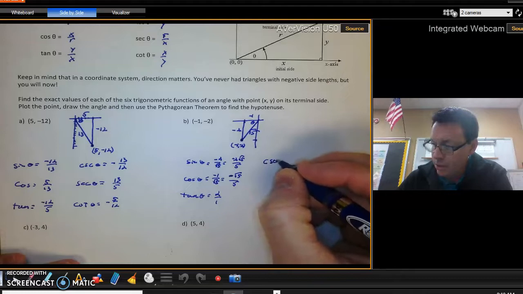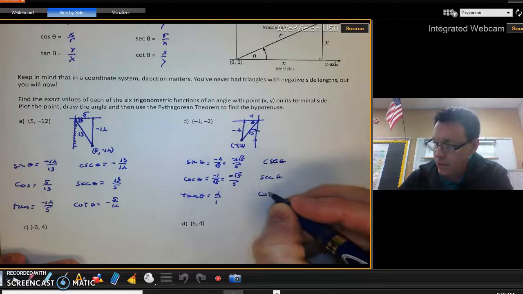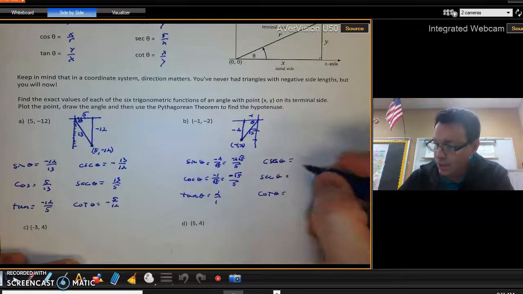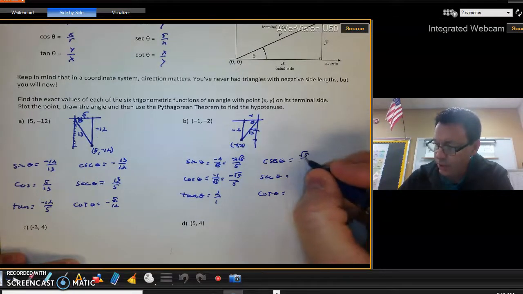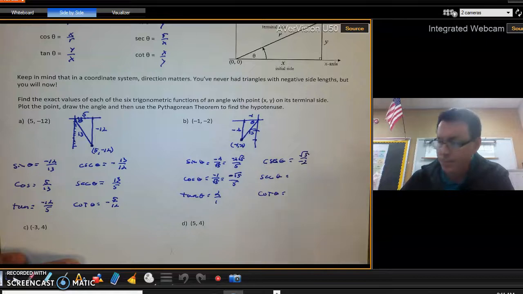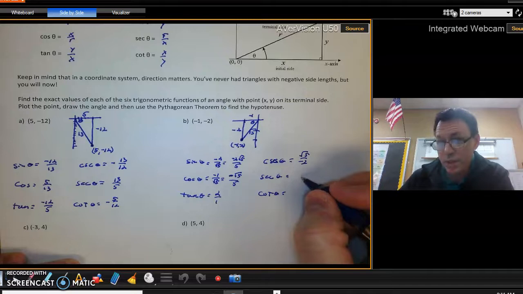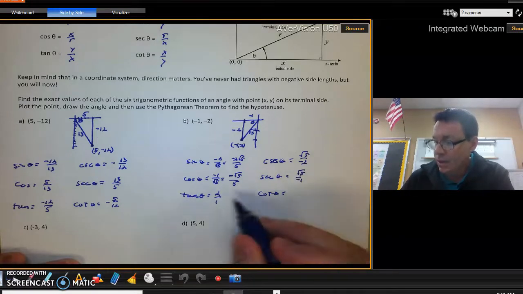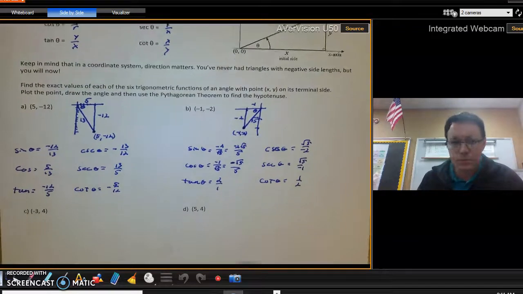Cosecant, secant, and cotangent. So I'm going to take those and I'm going to flip them. So again, radical 5 over negative 2. That's the one you want to flip. Radical 5 over negative 1, or just plain negative radical 5, however you want to write that. And then the cotangent is going to be 1 over 2.